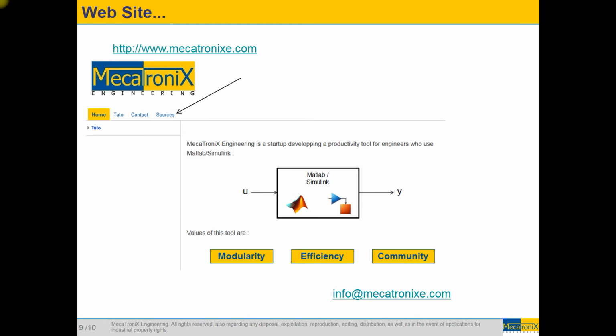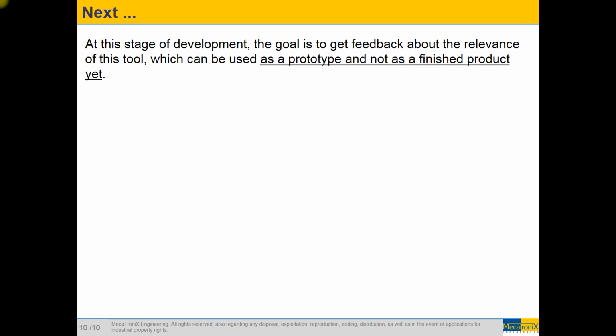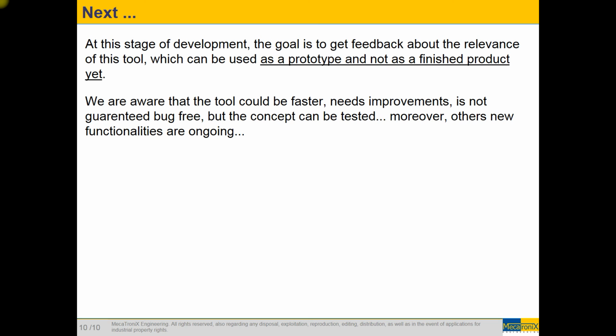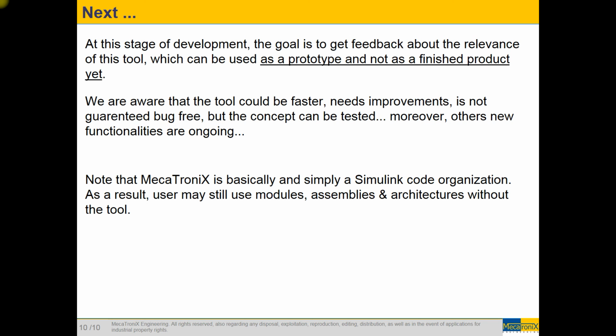And well, finally, let's say that at this stage of development, the goal is to get feedback about the relevance of this tool, which can be used as a prototype and not as a finished product yet. We are aware that the tool could be faster. It needs improvement. It is not guaranteed bug-free, but the concept can be tested. Moreover, other new functionalities are ongoing. Last important point, note that MecaTroniX is basically and simply a Simulink code organization. As a result, users may still use modules, assemblies, and architecture without the tool.